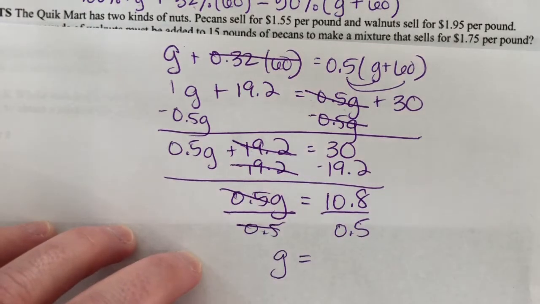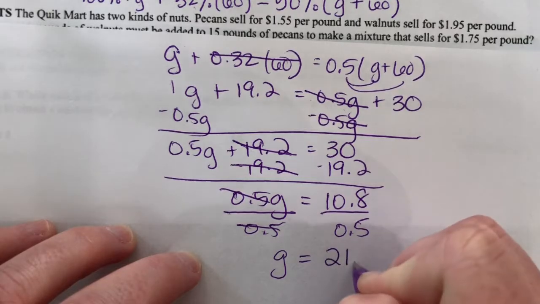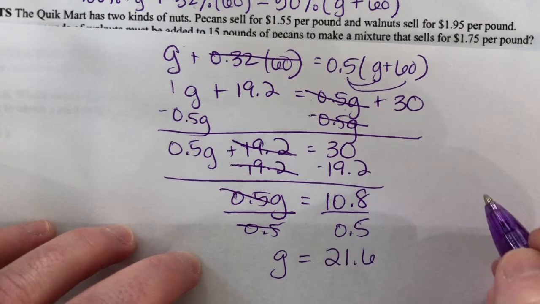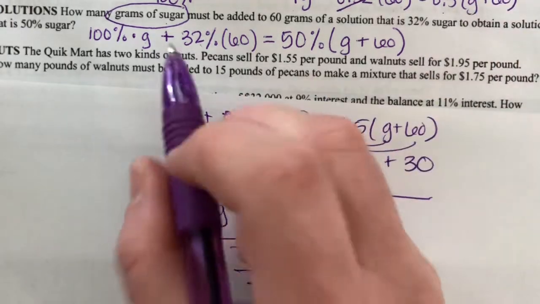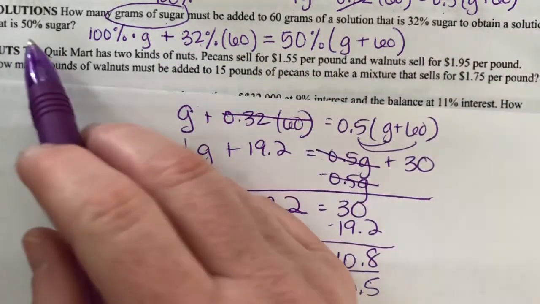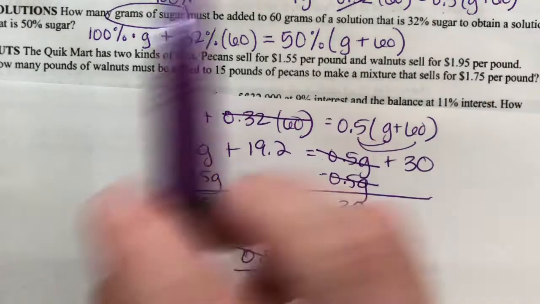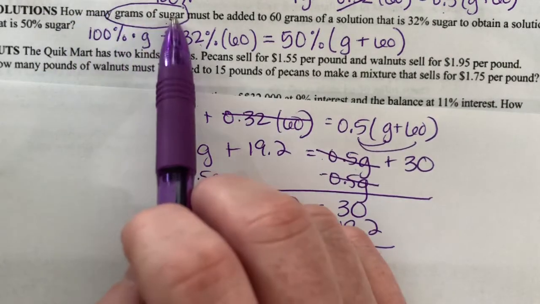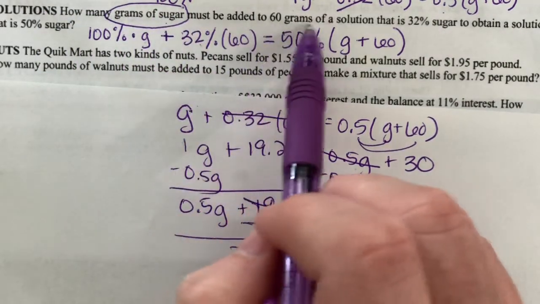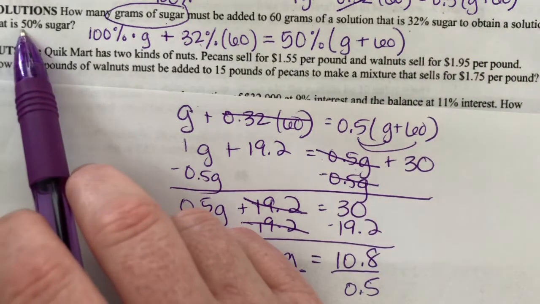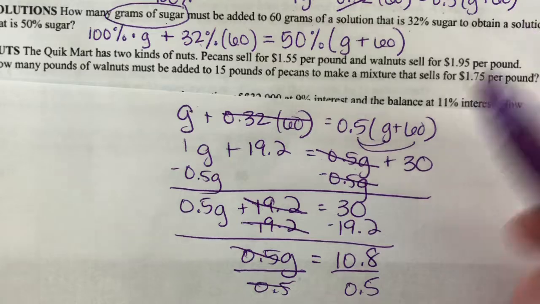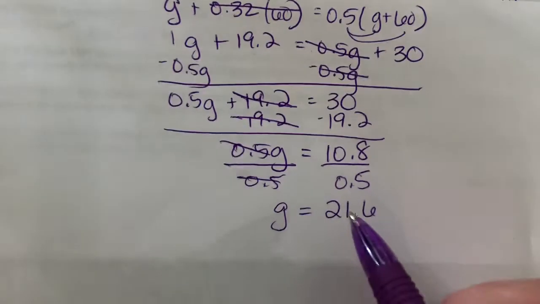G equals 21.6. About 21.6 grams. And did it tell us to round to the nearest whole number? No, it didn't say anything. It just says how many grams of 100% sugar must be added to 60 grams of 32% sugar to obtain a solution that's only half sugar, right? So we need about 21.6 grams of full sugar.